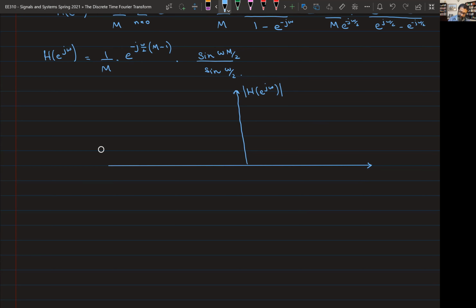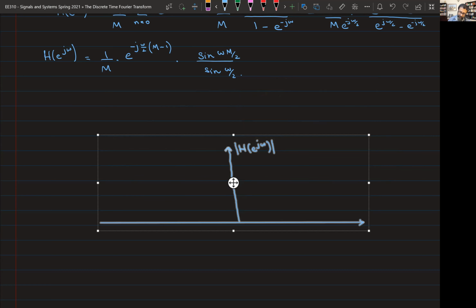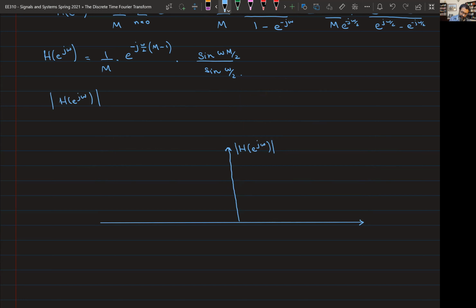Let me pull this down and do some more analysis. So the absolute value of H of e raised to j omega is equal to 1 upon M, and then the absolute value of sine omega M by 2 divided by sine omega by 2. Now here's the question.